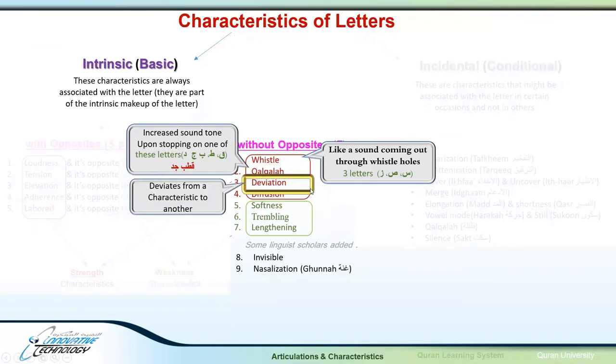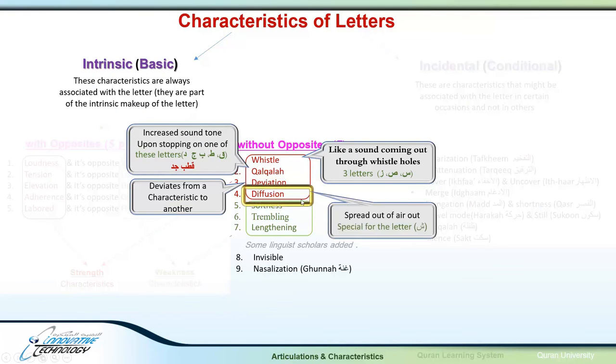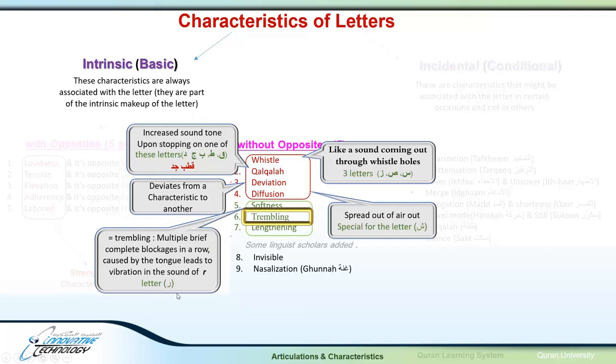The deviation is basically when we deviate from a characteristic of the letter to another one. The diffusion is a characteristic of the sheen, where there is a spread out of the air being blown out. Shh. It is only special for this letter. Now, the trembling is a characteristic special for the r. Trembling of the r is caused by multiple brief complete blockages in a row caused by the tongue, leading to a vibration of the sound of the r.